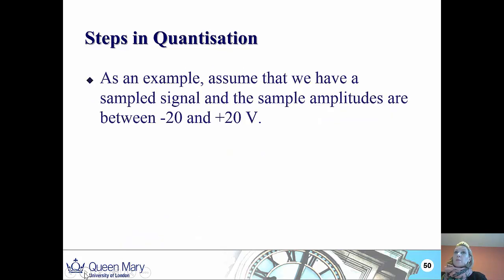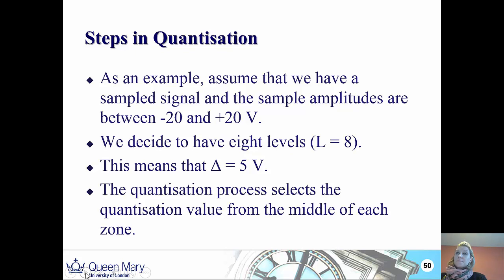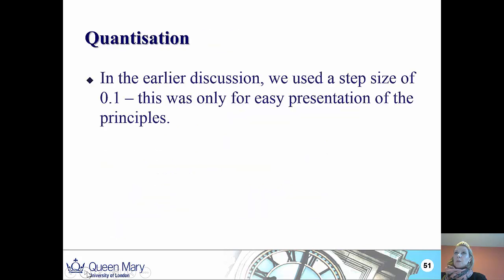So if we assume that we have a signal and the sample amplitudes are between minus 20 and plus 20 volts, and we decide to have 8 signal levels, we have a step size of 5 volts between each level of our reconstructed signal. The quantization process selects the value from the middle of each zone. So we're applying the middle of each zone to that digitized value.